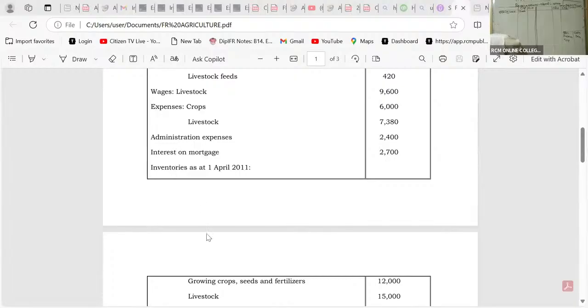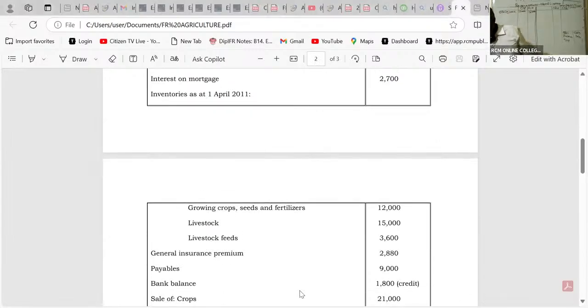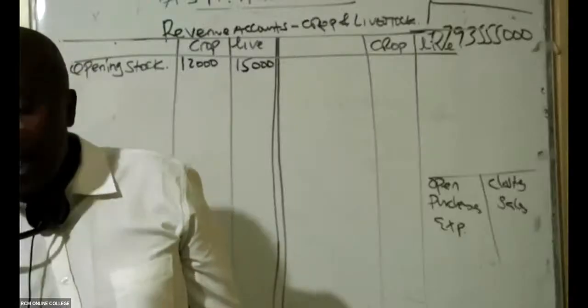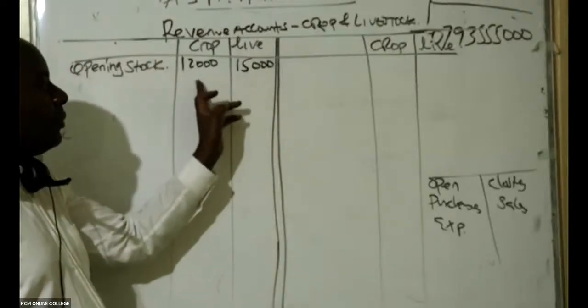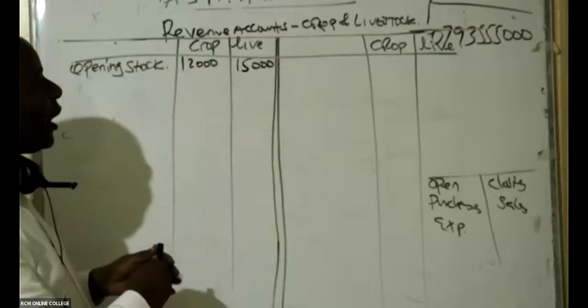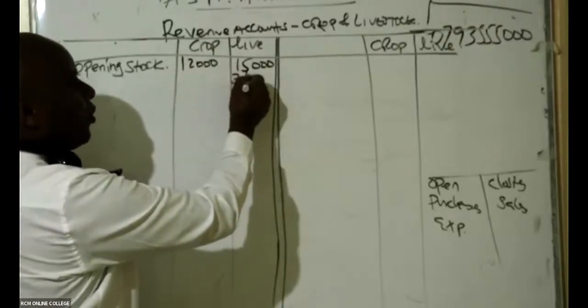Like now here we have the livestock. You can see the opening stock of livestock is 15,000. Opening stock will always be debited. And if you look keenly, ladies and gentlemen, there is opening stock of livestock feeds: 3,600. That can only come under opening stock for livestock. It can't be put under crop. It's very specific to livestock. So we have here 3,600.